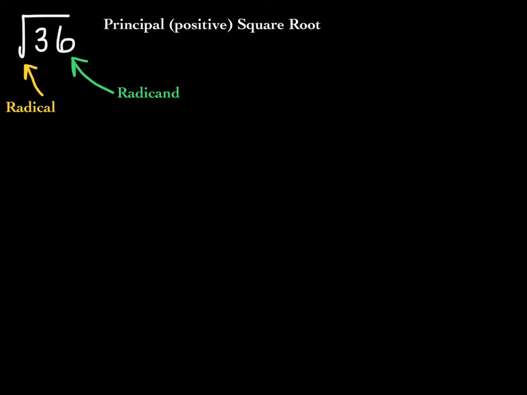In this example here, 36, the expression that's underneath the radical is called the radicand. And this symbol here is the radical. So you got the radical, the radicand. Whatever is underneath the radical is called the radicand, okay? So what this is really saying then is give the principal or the positive square root of 36. So therefore, the one and only answer for this is +6.